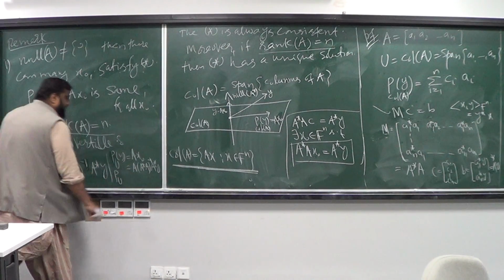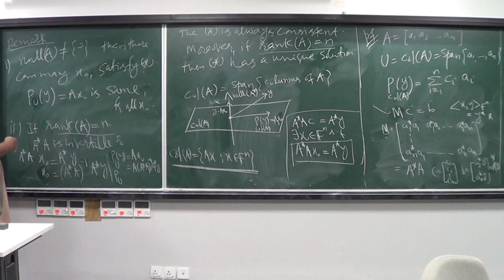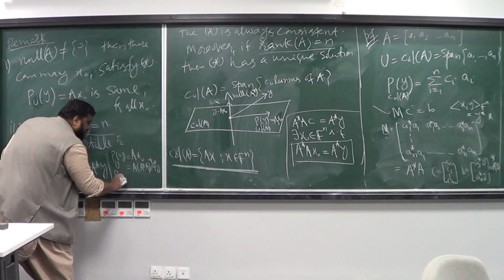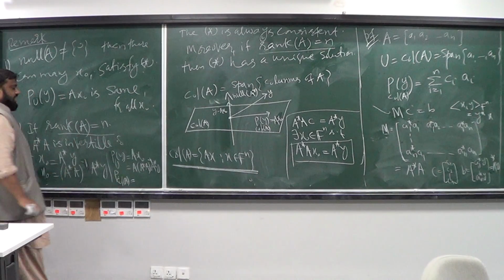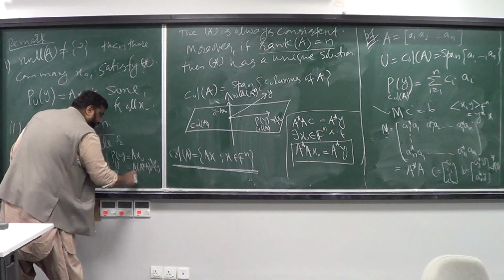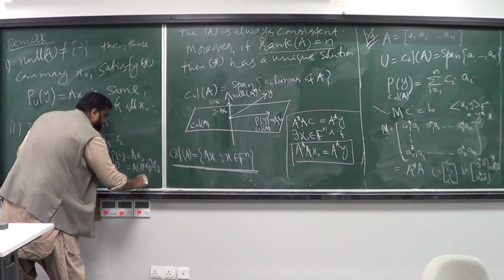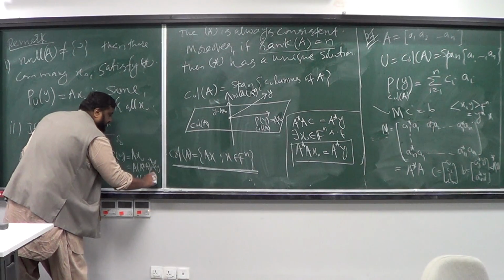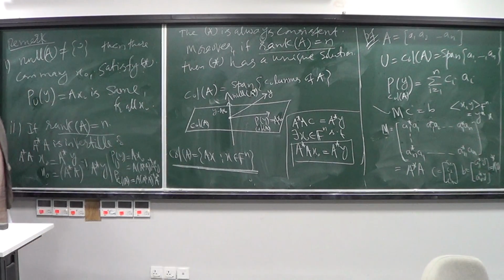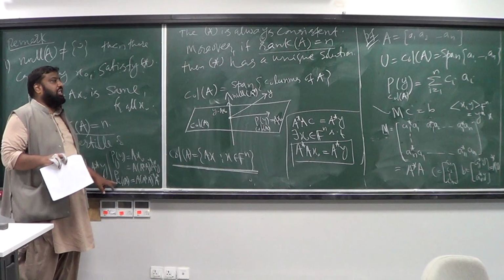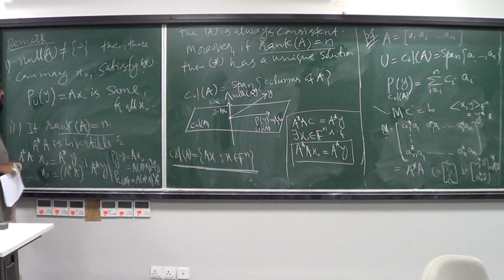So the P_U, the orthogonal projection onto U, which is really the column space of A, the matrix representation of this linear transformation is basically this matrix A(A*A)^(-1)A*. So this is what is going to be the matrix representation of the orthogonal projection onto the column space of A.